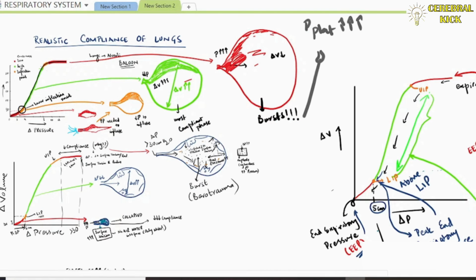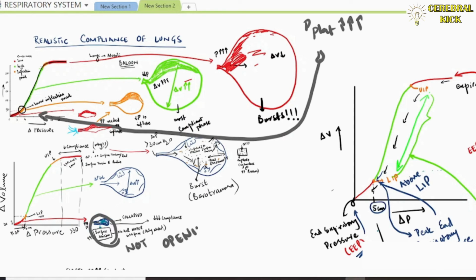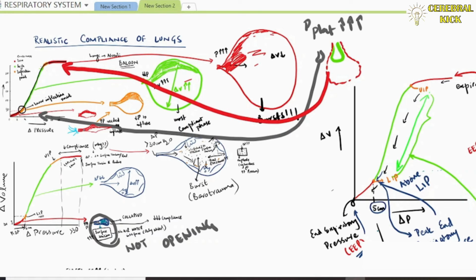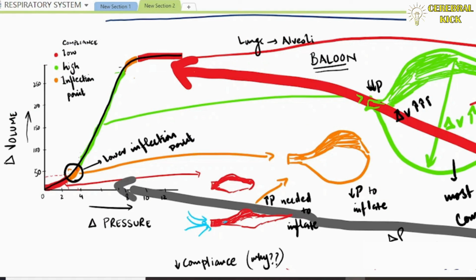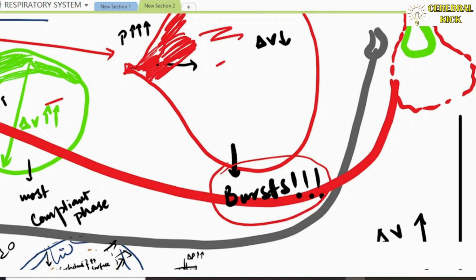Let's take ARDS again for an example. In ARDS, we know that the compliance is reduced, right? So plateau pressures would increase. Now, as per the ARDSNet protocol, we need to keep the plateau pressures below 30. Why? Because above 30, we've already discussed that it would cause rupture or barotrauma of the healthy lung as well.